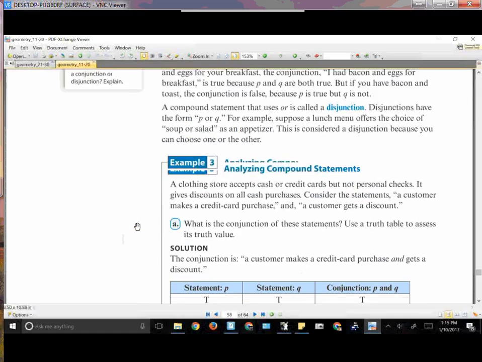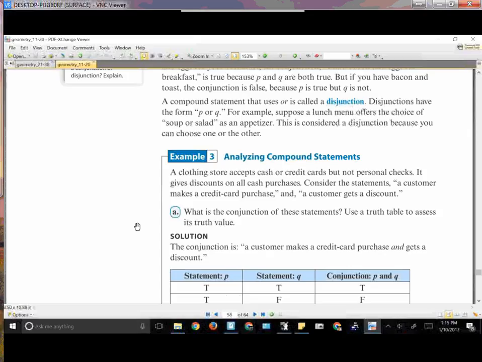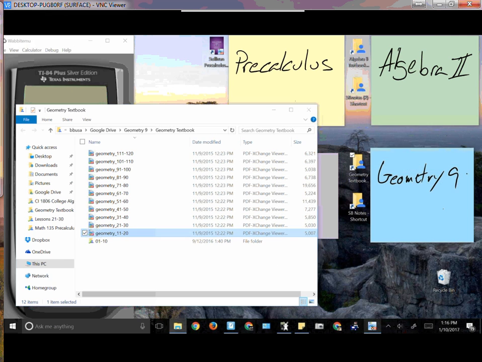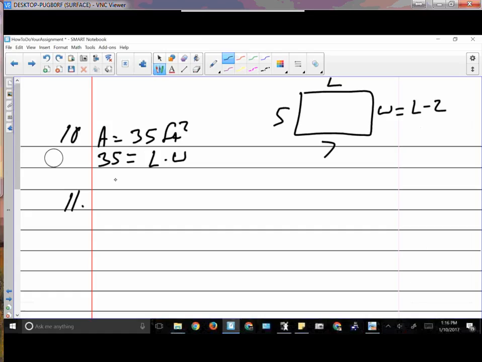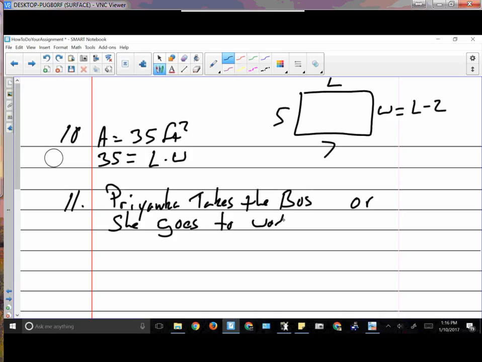A compound statement that uses or is called a disjunction. So if I want to write that with that idea of the disjunction in there, I would probably have to write something like this. Priya takes the bus, and then what do I got to put in? Or she goes to work early. There you go. 12.